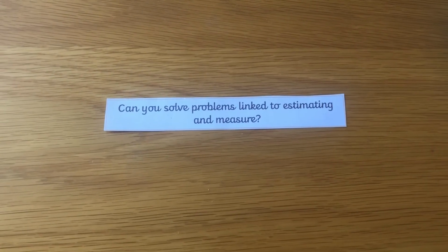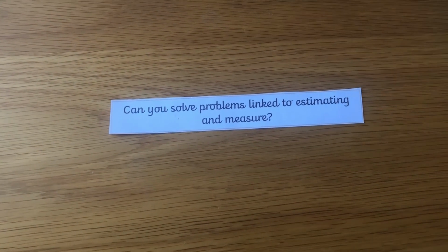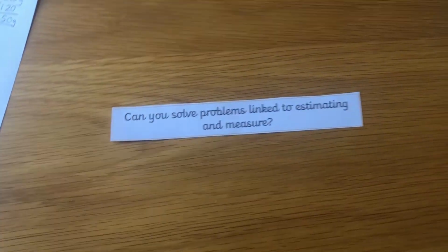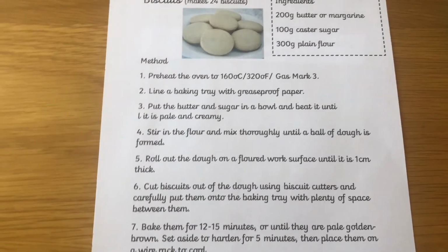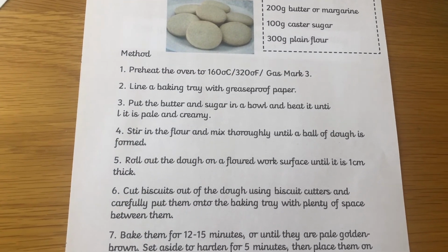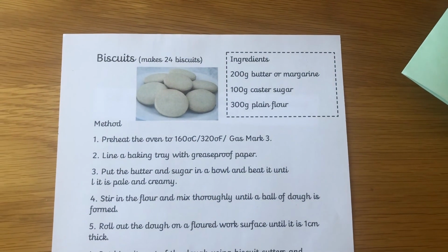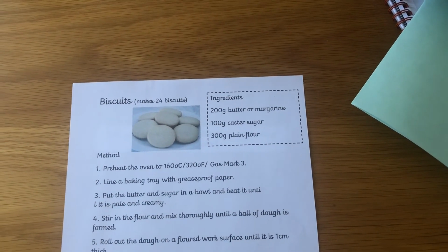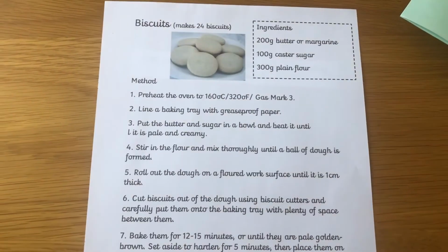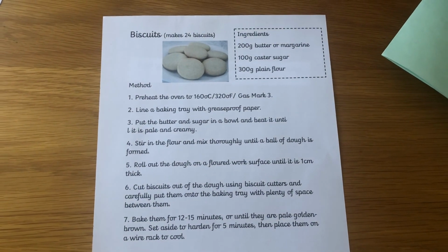So in today's lesson we've looked at solving problems linked to estimating and measure. So now if you want, can you bake these biscuits? Could you show, maybe you could send a picture, obviously get an adult to help you, but this could be your little task to do at home. Can you measure these ingredients using your scales at home? Can you show how you can accurately measure the ingredients? Obviously, make sure you ask an adult to help you if you're actually going to cook them. And there's the method. So you could pause the video and take a picture of the method.